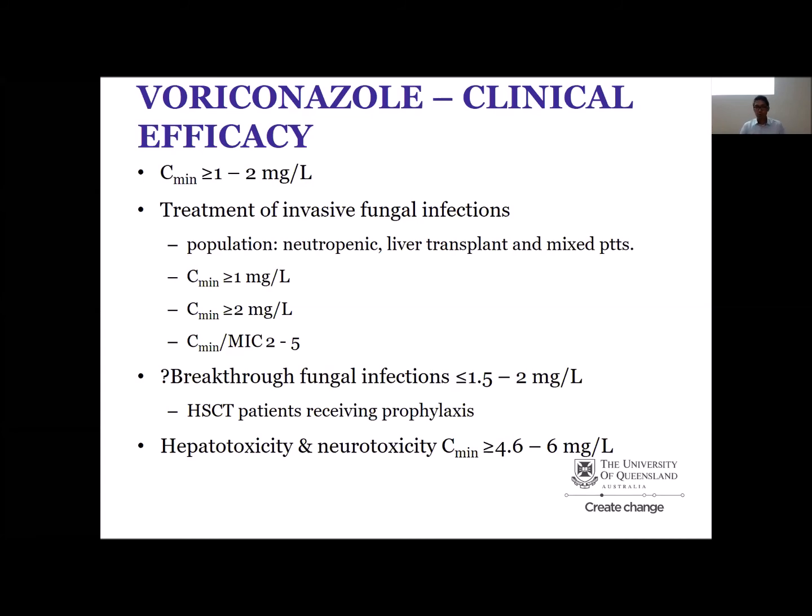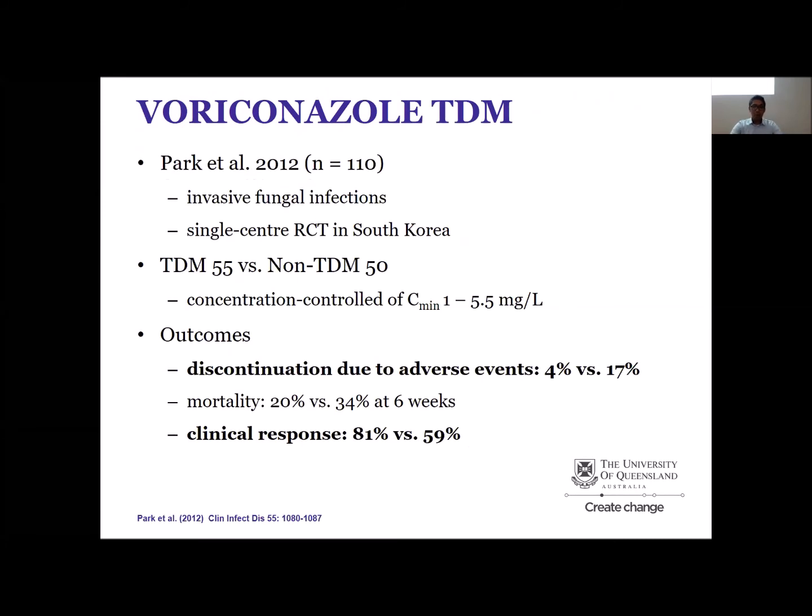But for voriconazole, we do have the data, at least. So we have this study, a single-center randomized controlled trial in South Korea by Park in 2012. They studied 110 invasive fungal patients. They randomized them into 2 groups, one TDM group and the other a non-TDM group. In the TDM group, they controlled the concentration to be between 1 to 5.5 milligram per liter. They adjusted the dose within 48 hours of receiving the first dose.